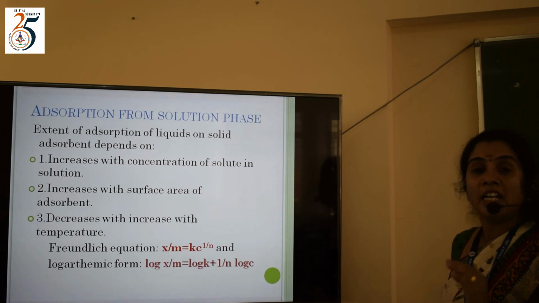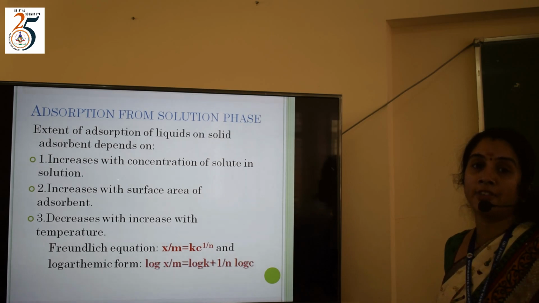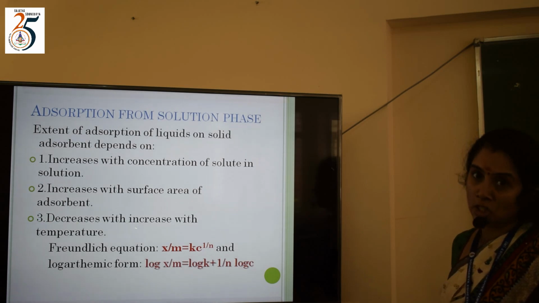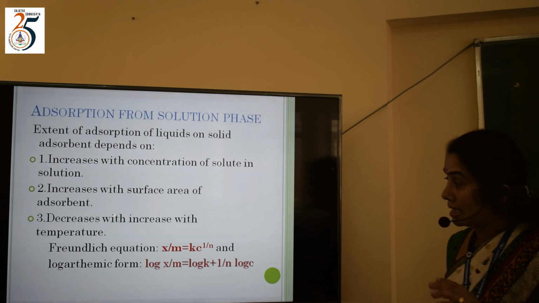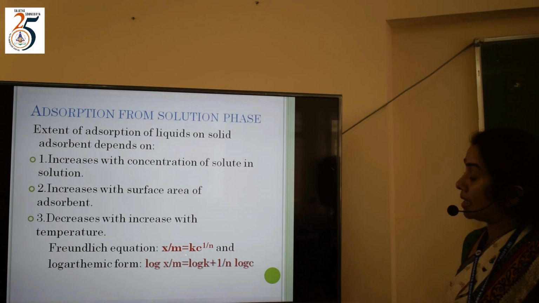As you know, adsorption is a surface phenomenon. When you have a larger surface area, the adsorption process will increase. Then it decreases with increase in temperature. So if temperature is increasing, adsorption will decrease. Hence, we can modify the equation as x by m is equal to k c raised to 1 by n, where c denotes the concentration of the solute in the solution, and its logarithmic form is log x by m is equal to log k plus 1 by n log c.